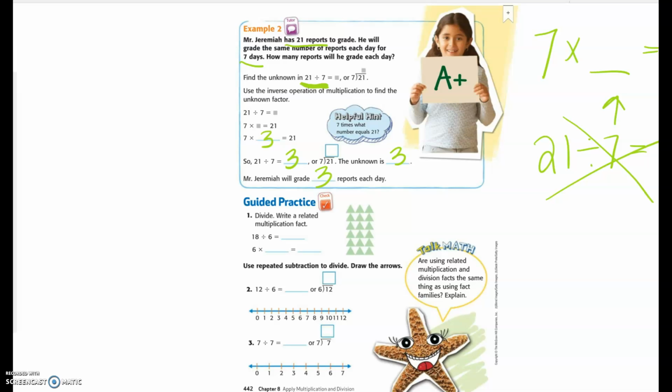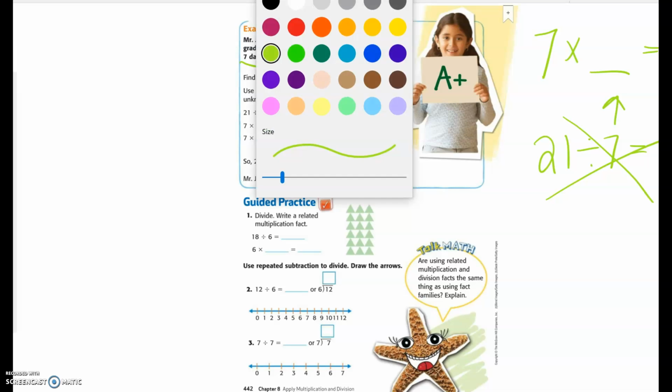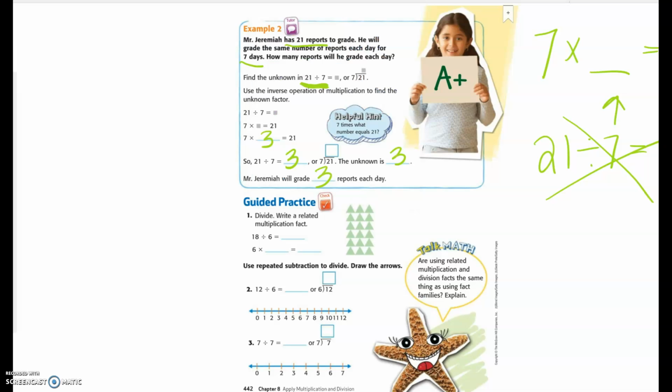All right, let's move on to the guided practice and continue our practice with dividing by 6 and 7. For number 1 in the guided practice, it says divide. Write a related multiplication fact. We want to know what 18 divided by 6 is.